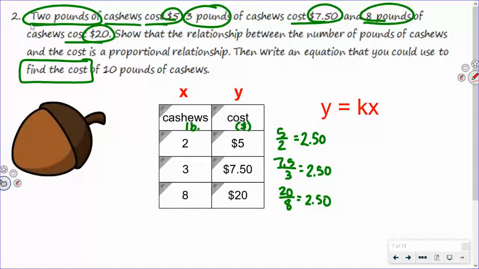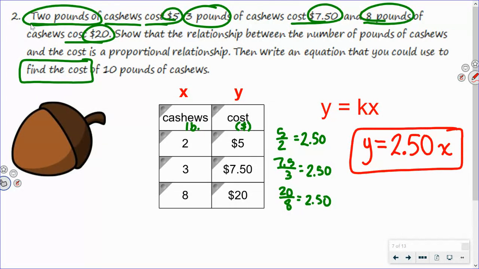So how do we turn that into an equation? Well, the y cost is going to depend on or be found by multiplying $2.50 times each and every one of those pounds. All right, so step number 1, show that the relationship between number of pounds of cashews and cost is proportional. Got it. Step number 2, write an equation. Got it. Step number 3, find the cost of 10 pounds.